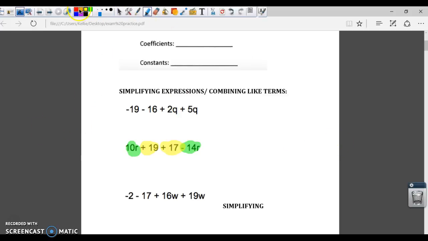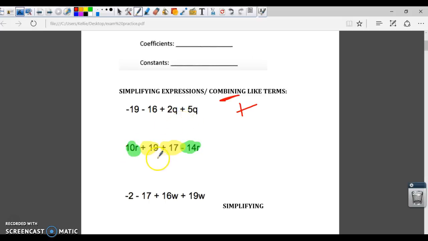All right, so now you see your like terms. You have a positive 10R and a negative 14R. Remember, we have to combine these. What does combining mean? Add. So when I say combine like terms, add them. So you're adding a positive 10 and a negative 14, but follow your integer rules.